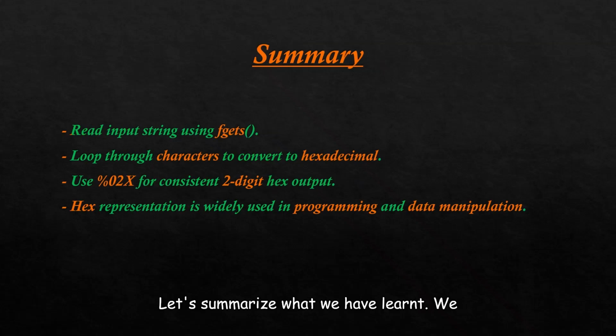Let's summarize what we have learned. We can read an input string using fgets. By iterating through each character, we can convert them into hexadecimal using the %02x format specifier. This gives us a consistent and precise representation of the string. Hexadecimal encoding is a universal tool, bridging the gap between human readable text and machine level data. So the next time you see a string, remember it has a hidden hex identity, quietly waiting to be revealed.